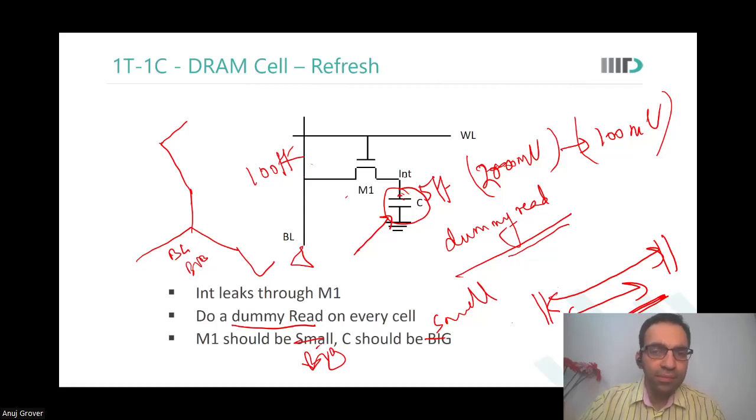Anything else? Sir, I understood why we are refreshing, but can you please explain how we are refreshing the internal node? We simply read every row. So when you read a row, what happens? अभी हमने बात करी. So charging or discharging. The sense amplifier will fully charge or fully discharge the internal node. So any loss of charge which could have happened because of leakage is taken care of.